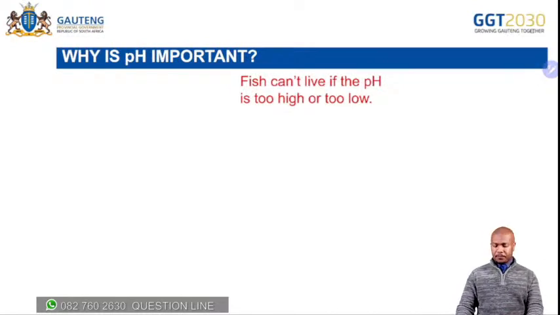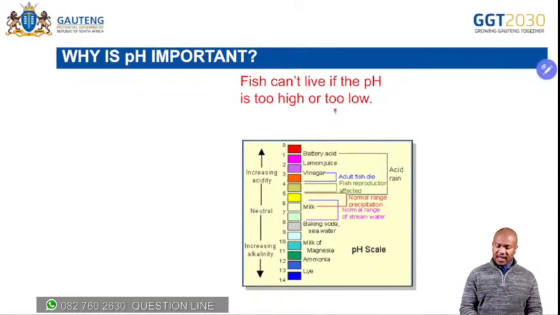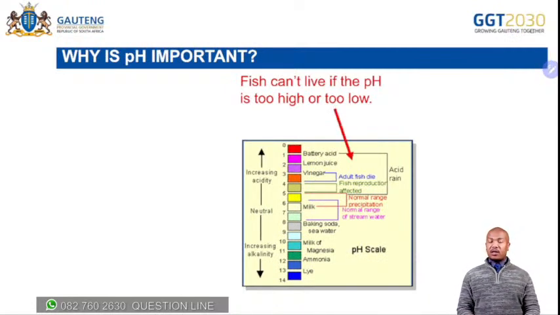The first one here, fish cannot live if the pH is too high or too low. Meaning they require an average amount of pH, which is neither too low nor too high. So you can see that fish die around this pH, right? Because it is too acidic for them. So they require average amounts of pH to survive.